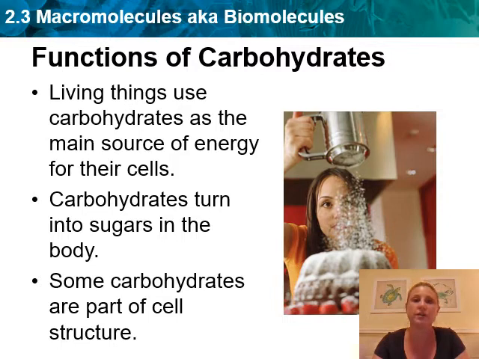So carbohydrates, whatever they are, turn into sugar in the body. You've also heard of like the keto diet, where people don't want to eat carbohydrates because they don't want to eat a lot of sugar, okay? So that's the whole point. You eat carbohydrates that turn into sugar in your body, and you use the sugar as your main source of energy. We even have some carbohydrates being part of our cell structures, and we'll talk about that later in future chapters.